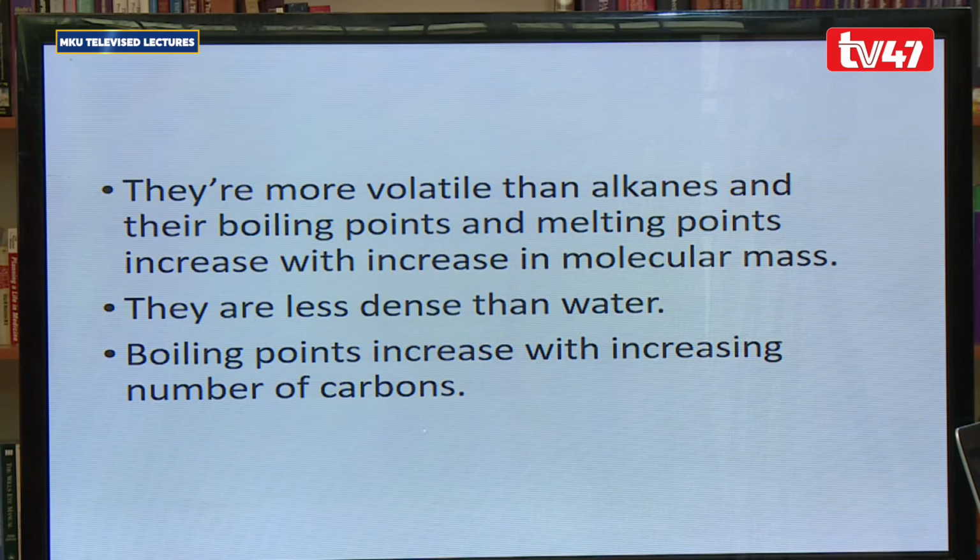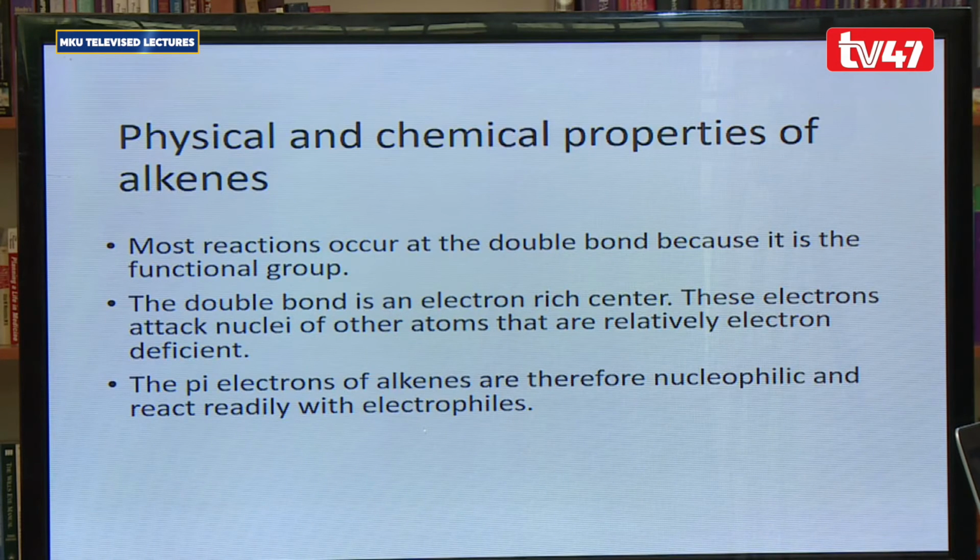Their boiling points, just like in alkanes, will increase with increasing carbon numbers, or what we say, increasing relative molecular masses. Now, we have already talked about physical properties. Now we go to chemical properties.